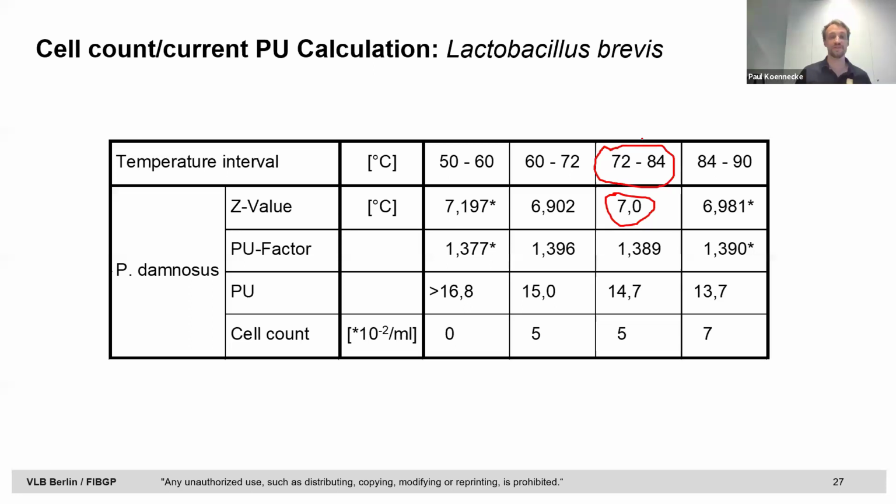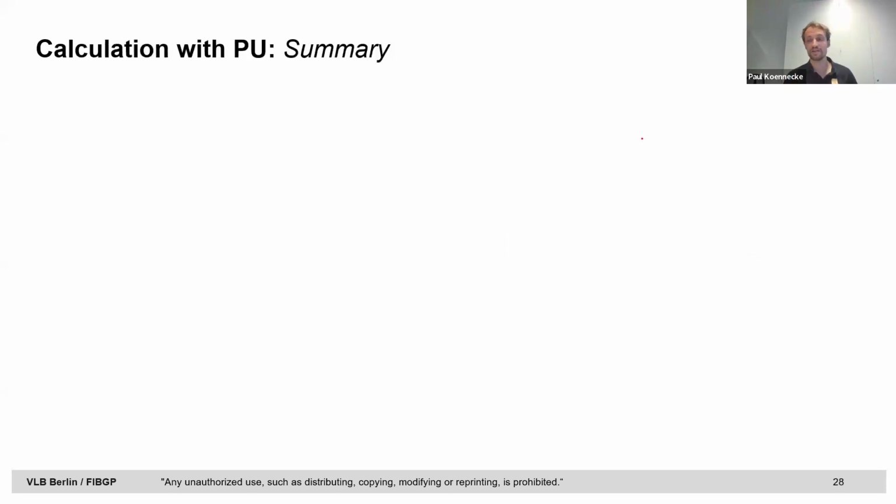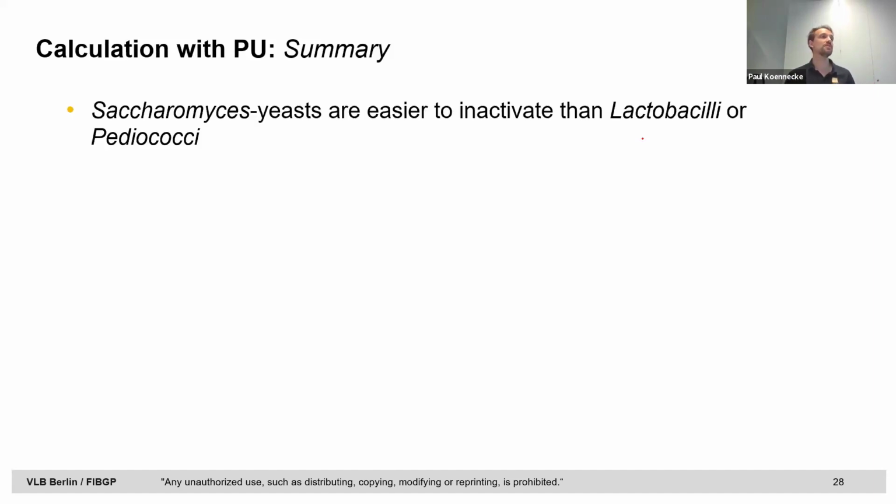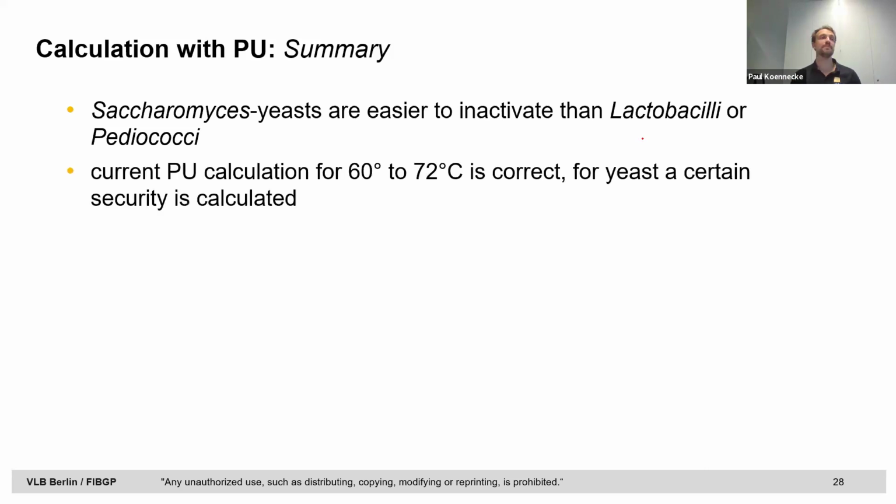So let's come, after this very, very theoretical part, to a little summary of what we have talked about. Saccharomyces yeasts are easier to inactivate than Lactobacilli or Pediococcus, but the current pasteurization unit calculations for 60 to 70 degrees are correct. For yeast, a certain security margin is calculated. Also, our Lactobacilli, our lactic bacteria, are covered in this temperature range by the normal calculation of our pasteurization units.